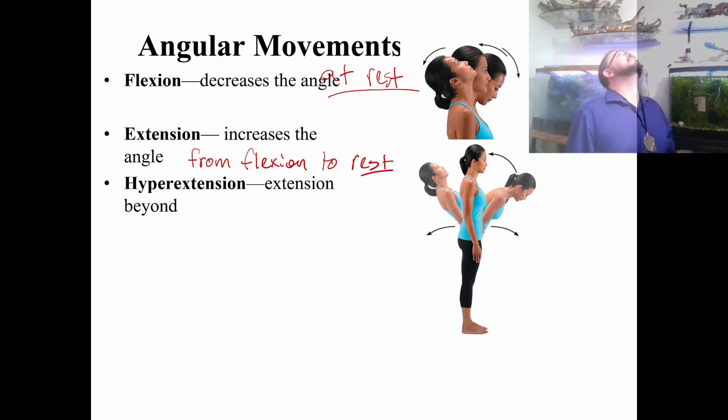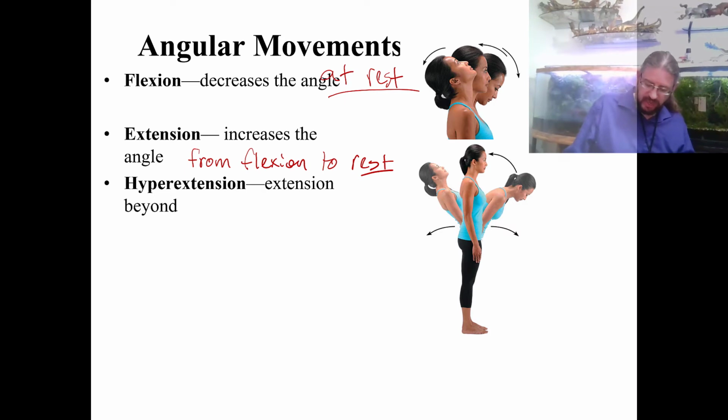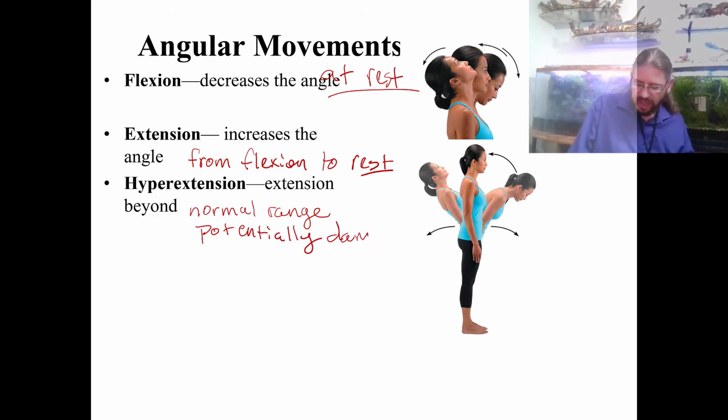Now I'm going to hyperextend it. Wow. Oh, what's that up there? So interesting. This is extension beyond the normal range of movement. This is potentially damaging depending on what joint it is and how strong or sudden that hyperextension is.